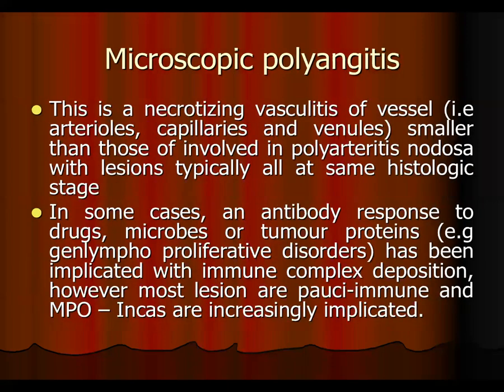Now we will discuss microscopic polyangiitis. This is a necrotizing vasculitis, a small vessel disease. It involves the smaller size blood vessels, including arterioles, capillaries, and venules, which are smaller than those involved in polyarteritis.